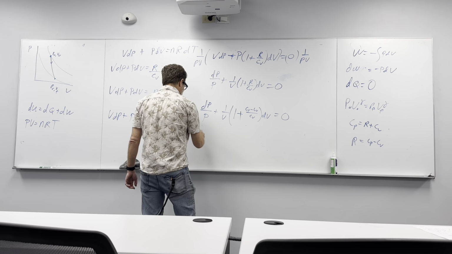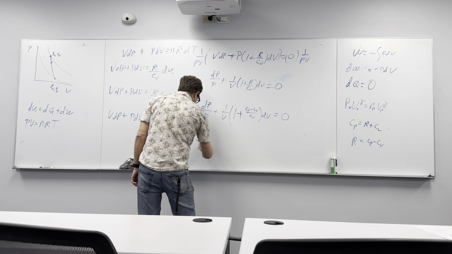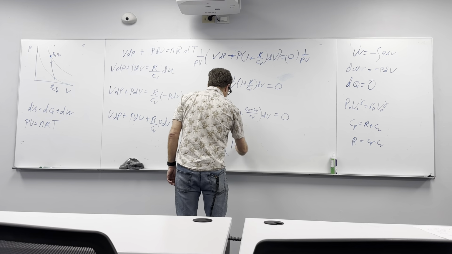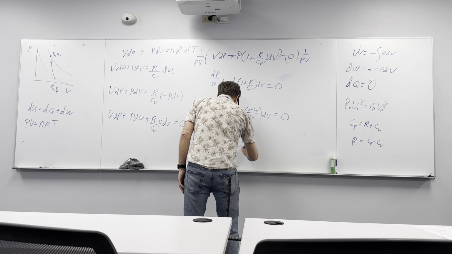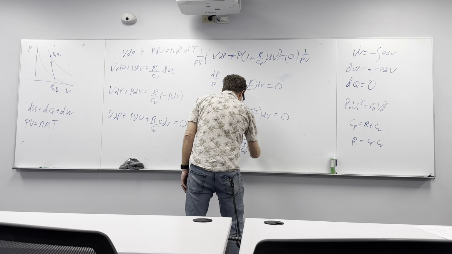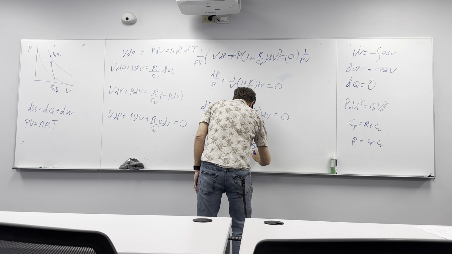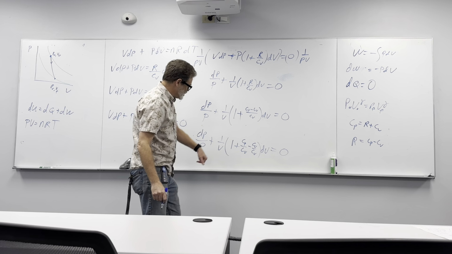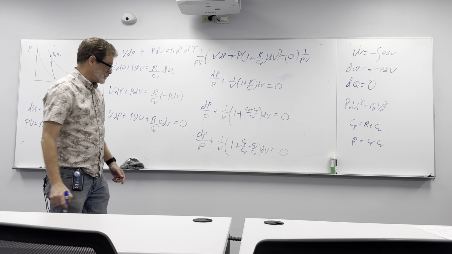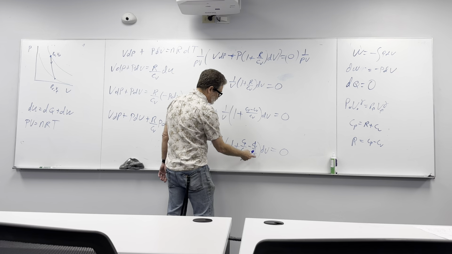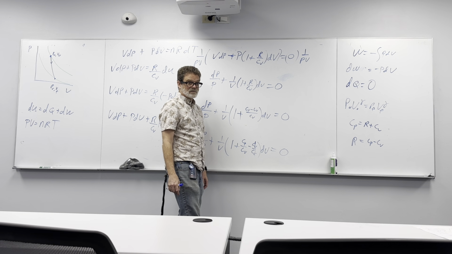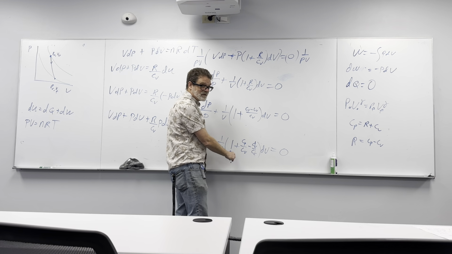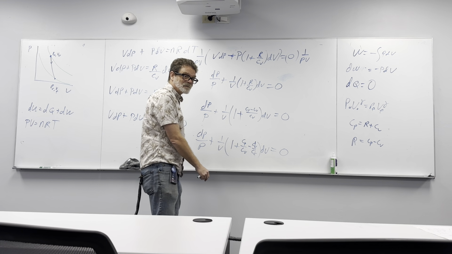Okay, now I can simplify that. I can write this as dP over P plus 1 over V times 1 plus CP over CV minus CV over CV times dV equal to 0. But what's CV over CV? 1. So 1 minus 1 is 0, and I'm left with the CP over CV. Right, you guys see that?